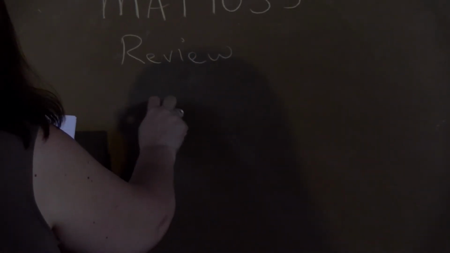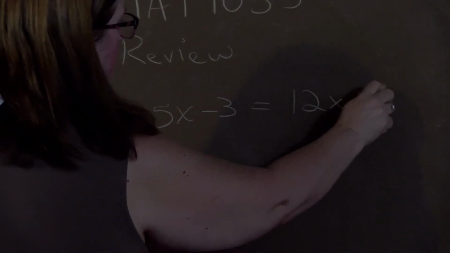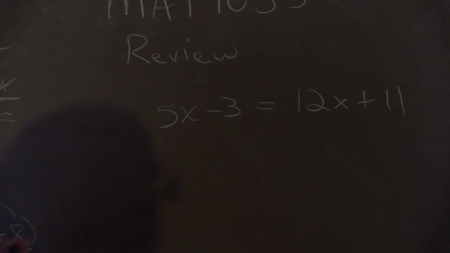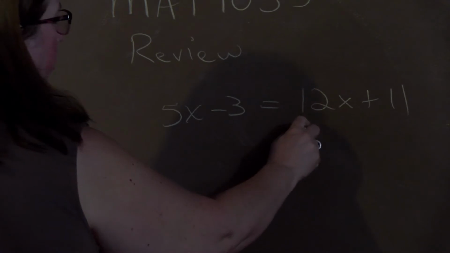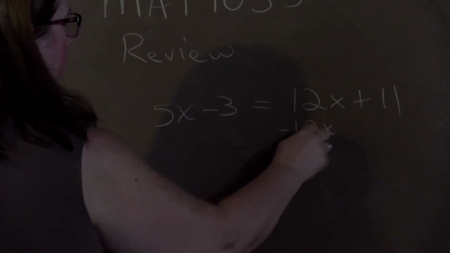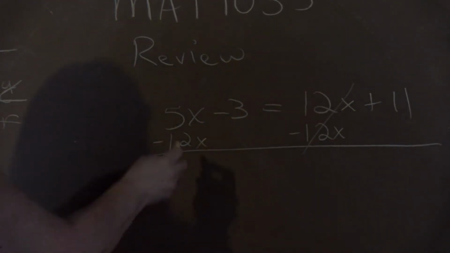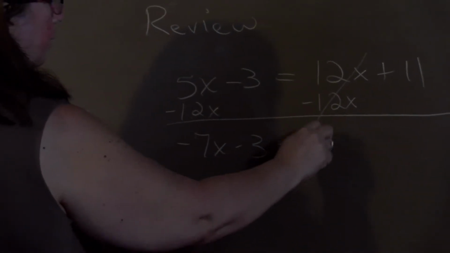Also in the review, we have some solving equations. So if we have... when you want to solve an equation, you need to get the variable on one side and the constant on the other. And so we could, to move the variable over, subtract it to the other side. So it will cancel. And over here we have a negative 7x minus 3 equals 11.